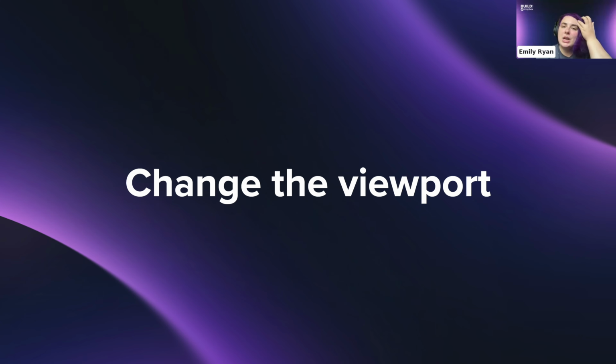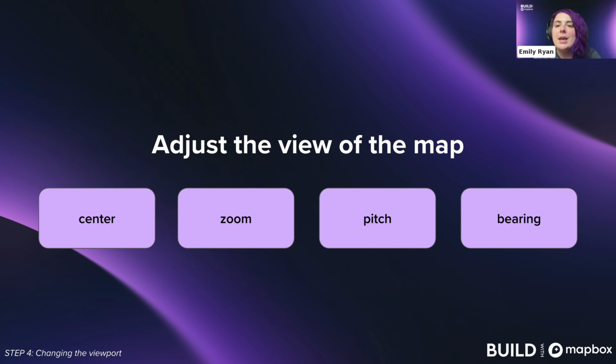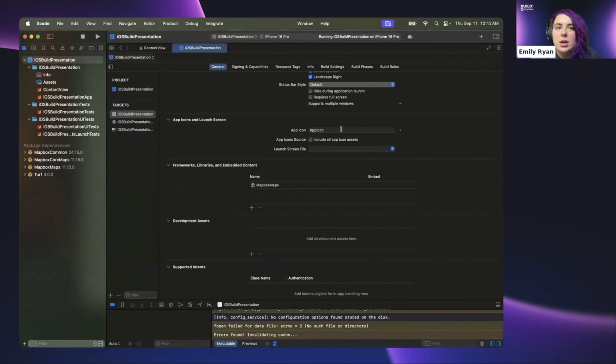Next, we're going to go in and change the viewport. You can adjust how your map spawns and what camera angle you're utilizing. The different ways you can do that: you can change where the center of your map is spawning, so where the camera is spawning in longitude and latitude. You can also change the zoom levels. The smaller the zoom number, the further out from the map you're going to be. And pitch and bearing change the rotation of the camera, both vertically and horizontally. But I'll show you in action.